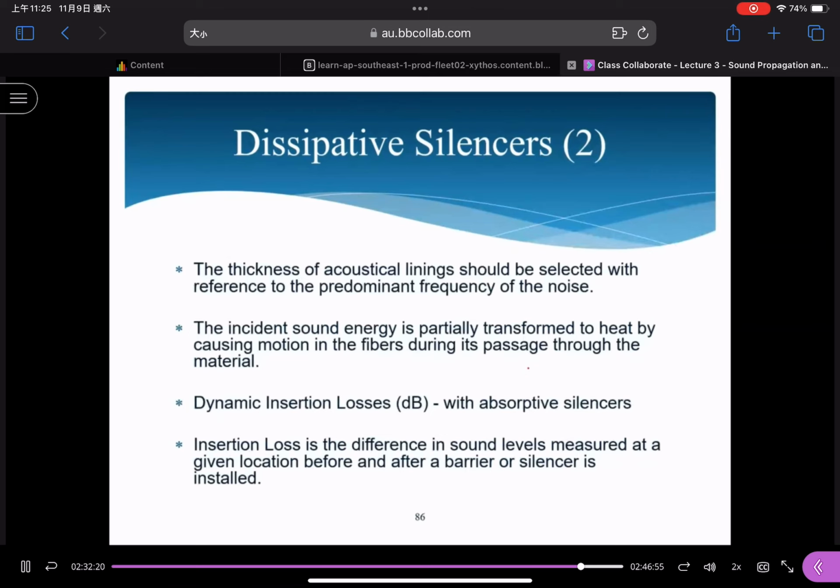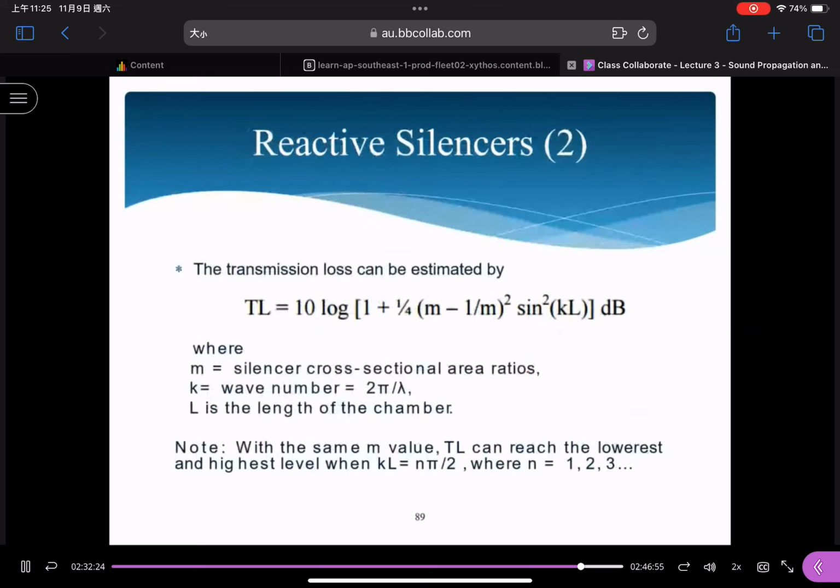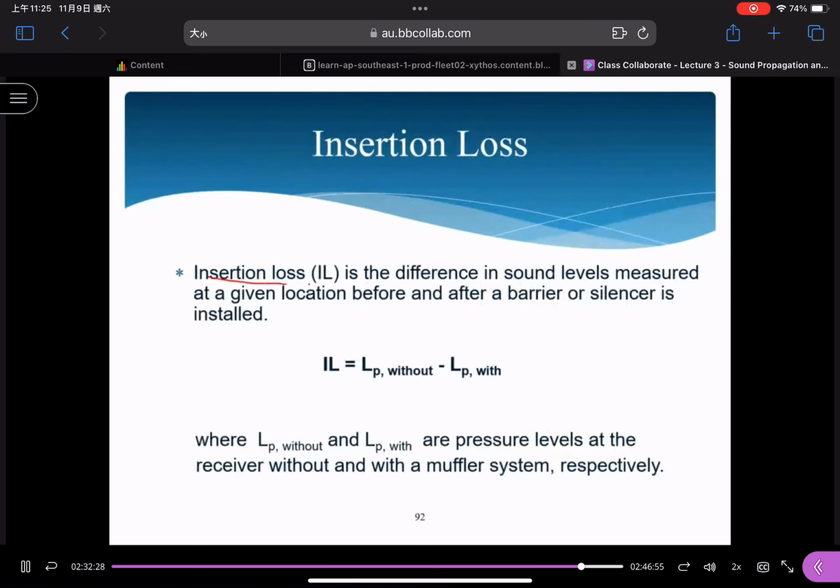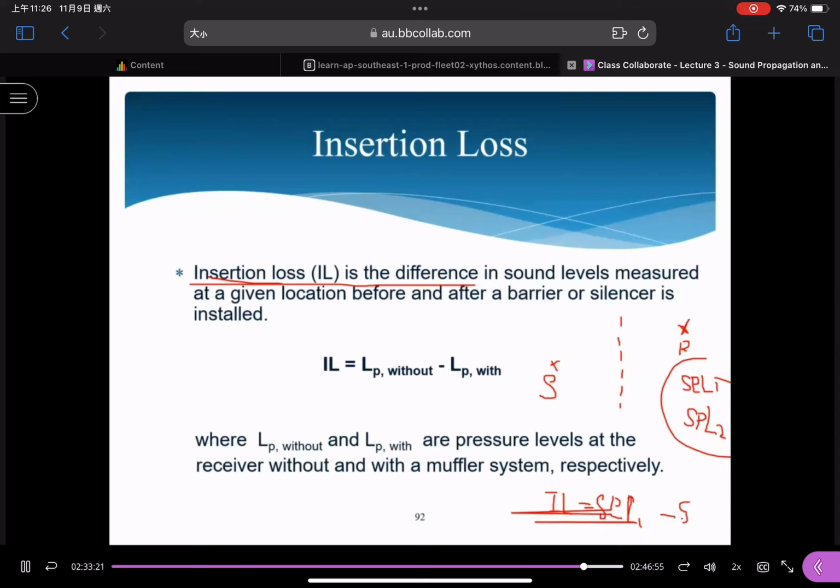Okay, let me explain what insertion loss is first. Insertion loss is the difference in sound levels measured at a given location before and after a barrier or silencer is installed. What does it mean? For example, we have a source here, okay? At the receiver, we use a sound level meter to measure the data, SPL1. Now, when we install a barrier, we measure again at the same position. We measure SPL2. Insertion loss is the difference between these two values. It means SPL1 minus SPL2.